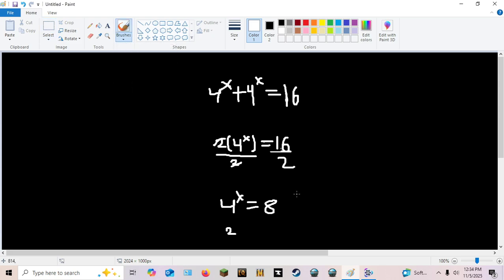So, 4 is 2 squared. Now, write it in parentheses to make the multiplication. Keep the x. 8 is 2 cubed. Now I can multiply 2x. 2 times x is 2x. 2 raised to 2x equals 2 cubed. I don't want to evaluate it.